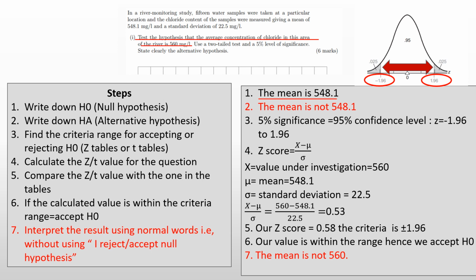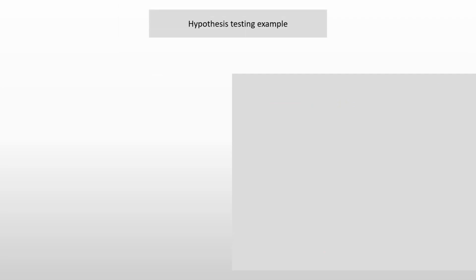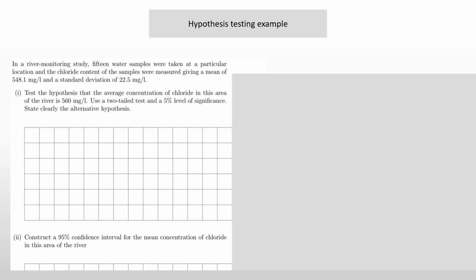And yeah, the question clearly says, state clearly the alternative hypothesis. We said it, so there it is. The mean is not 548.1. And then here you have another hypothesis testing example.